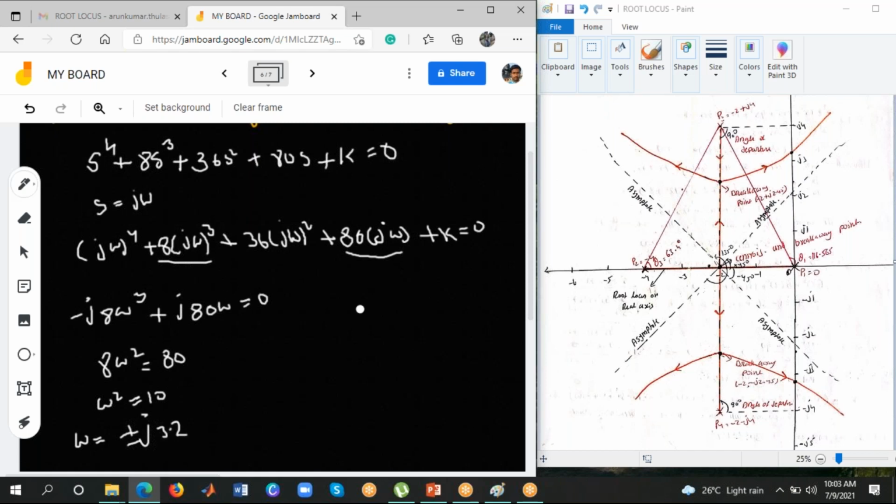Now if you want to find the k value, we have to consider the real parts. The real parts here are omega power 4 minus 36 omega square plus k equals 0. So if omega square is 10, what does omega power 4 become? 100. 100 minus 36 into 10, which is 360, plus k equals 0. So now k equals 260. This is the value of k. So if the k value is 260, this system is marginally stable.